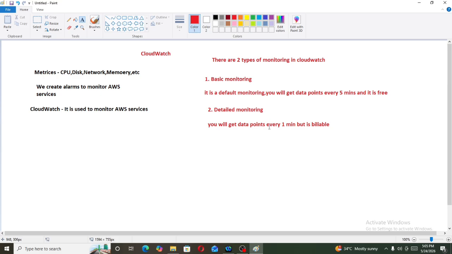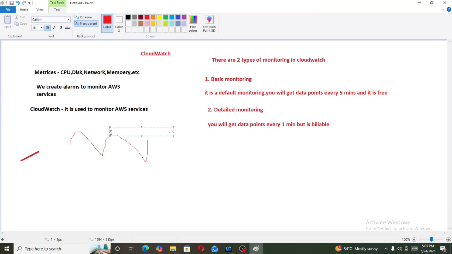What are data points? Data points are like a graph only. For example, in this graph, this is 75% utilization of any performance. Okay, this is 75. Let's assume this is 45. This percentage of utilization is nothing but the data points. Data points are nothing but one type of graph only.